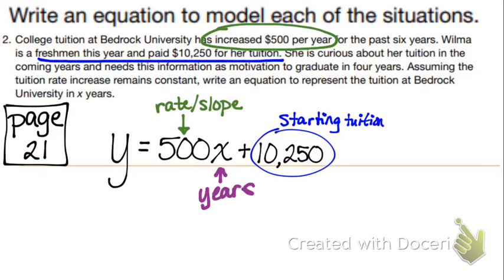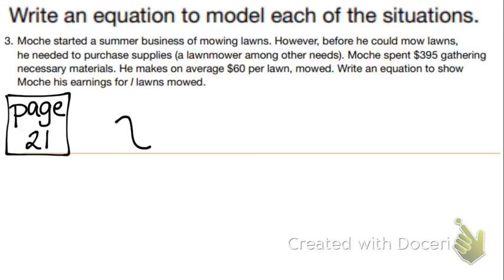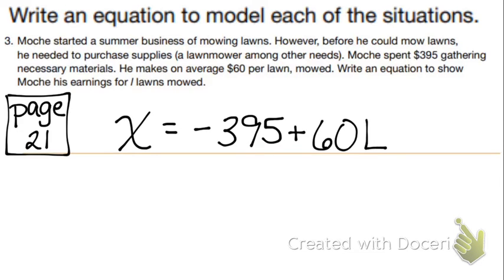Group number 3, I'm sorry, you guys went down a member. We got x equals negative 395 plus 60. Yes, I like it. So I'm going to leave this up for just a second. Are you guys okay if I switch to the next screen? Okay. You said you got x equals negative 395 plus 60L. I'm using an uppercase L for that because I hate the lowercase L's.